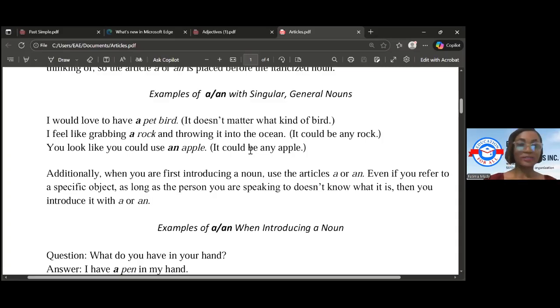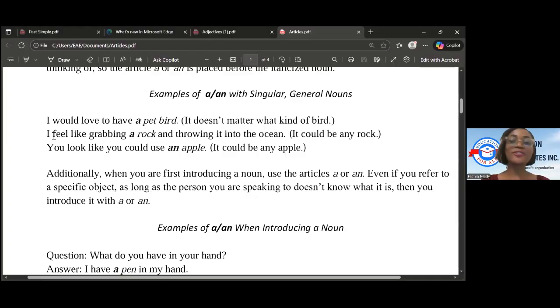All right. So we read the examples again. I would love to have a pet bird. A pet bird. I feel like grabbing a rock and throwing it into the ocean. Into the ocean. Yes, into the ocean.